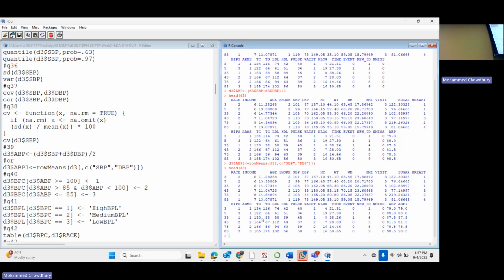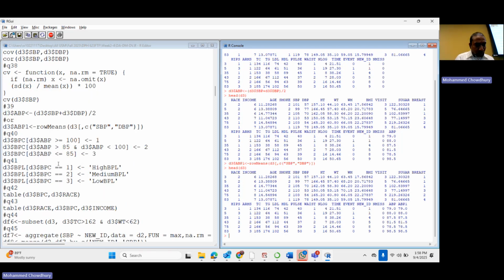So two different lines of code are written here, this and that. These two are the same code. After running this, I want to create a blood pressure category variable.